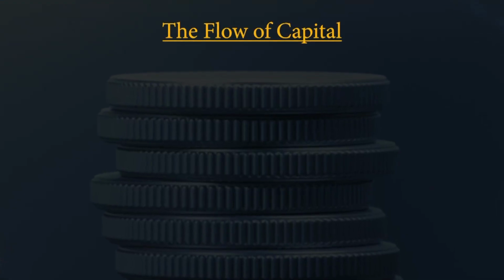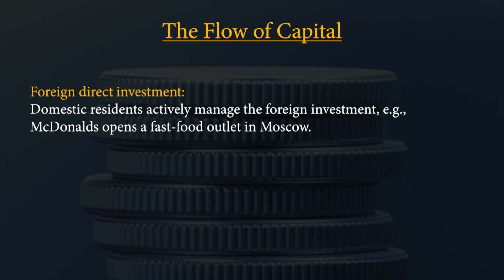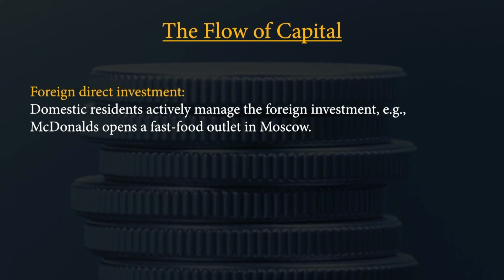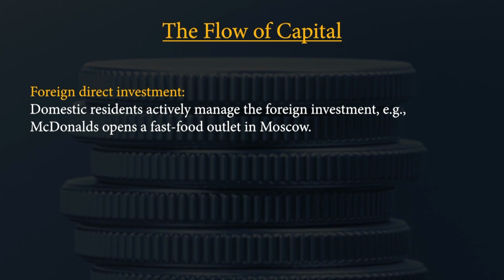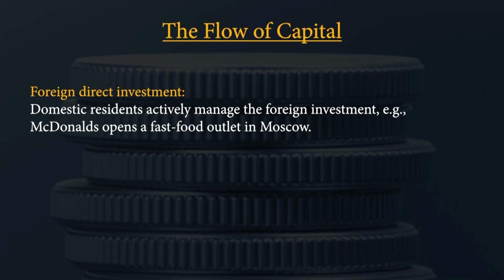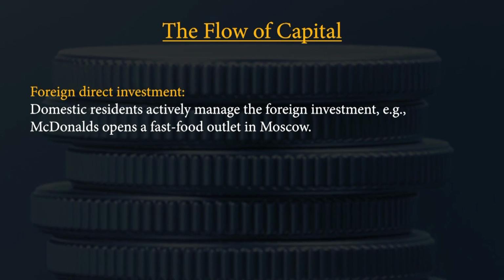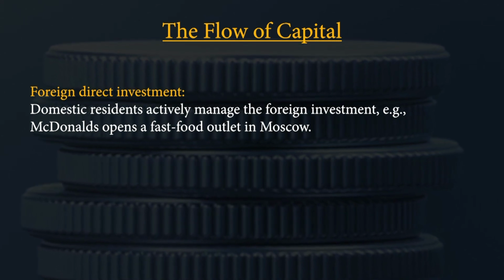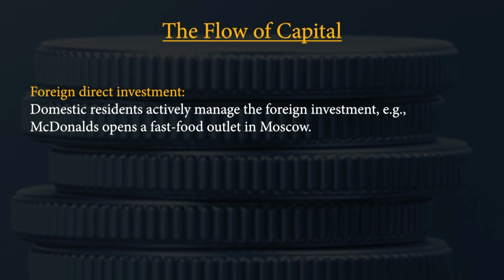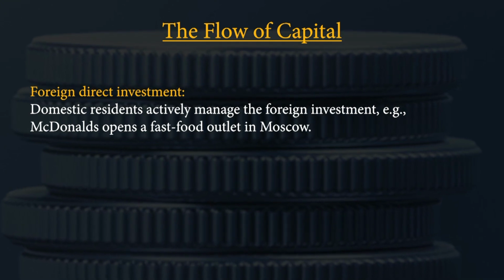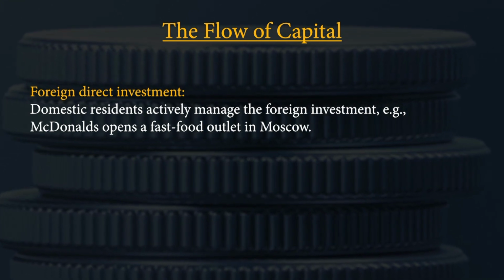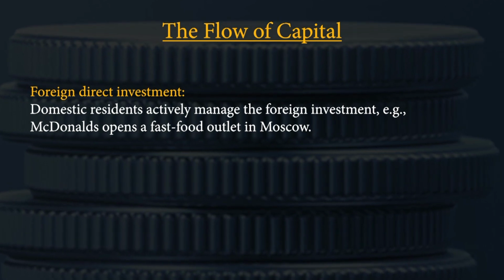Moreover, we can see that the flow of the capital abroad takes two forms. Foreign direct investment, which is basically dealt with in monetary management, like domestic residents managing foreign investment, like McDonald's opens a fast food outlet in Moscow. So the domestic residents are basically employed and they are earning their livelihoods from these MNCs, and that is how the flow of capital takes place.